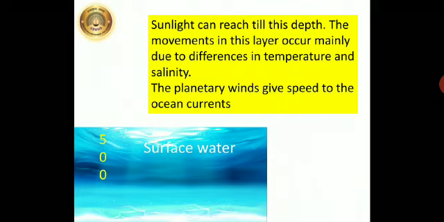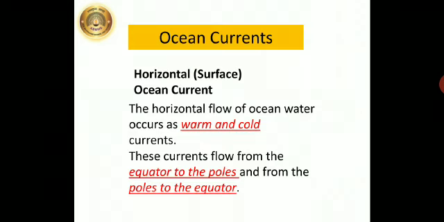Now here we have used the word ocean currents. What are these ocean currents? The horizontal or the surface ocean current. The horizontal flow of ocean water occurs as warm and cold ocean currents. As we have seen, when the water gets heated, it becomes light, it rises up, then again the water that is cold tries to replace this water. And so the warm and cold currents are formed.